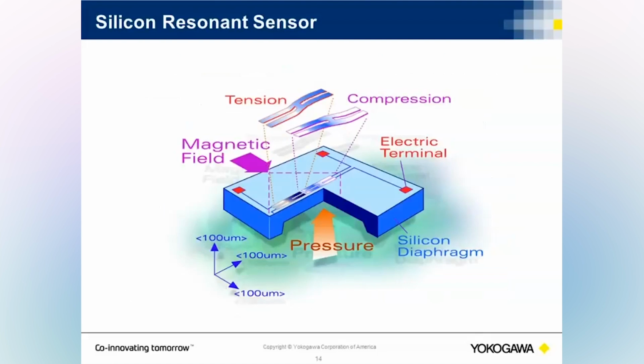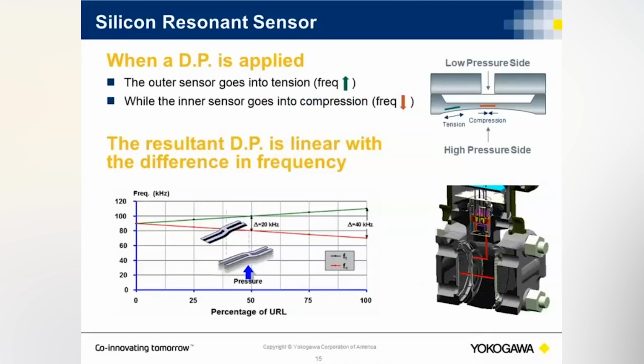Here's a more in-depth diagram. So as pressure is applied to this silicon resonant sensor, one of the H bridges goes into tension and the other one goes into compression. So when differential pressure is applied, as seen in the diagram on the right, on the high pressure side, you have the outer sensor and the inner sensor. The outer sensor goes into tension, and the frequency increases above this 90 kilohertz resonant frequency. The inner sensor goes into compression, and the frequency decreases below this. And this change in frequency is proportional to the applied pressure.